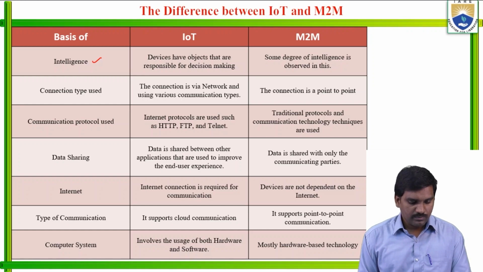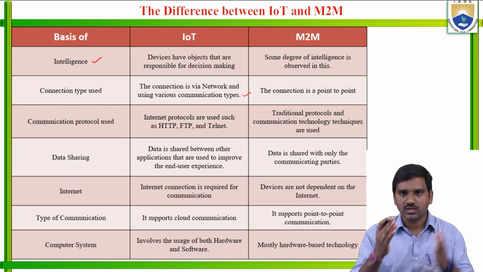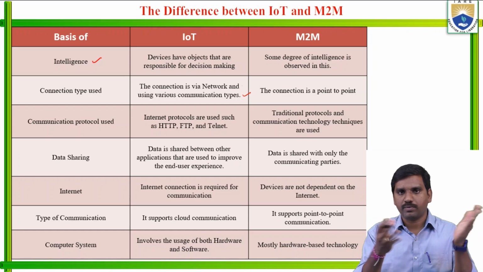Next, on the basis of connection type used. The connection is via network, using various communication types like Zigbee, Bluetooth or Wi-Fi, whatever it may be. In M2M, the connection is point to point: server to server, server to machine, or point to point.